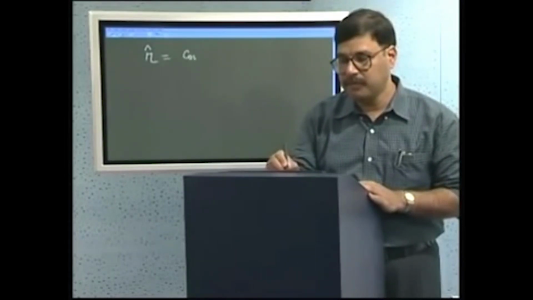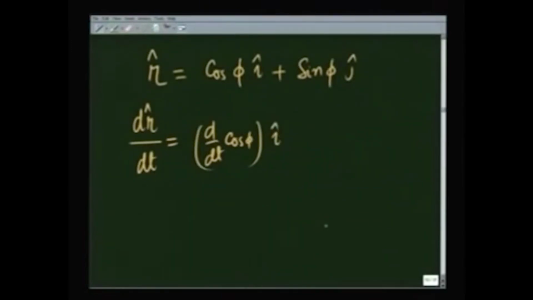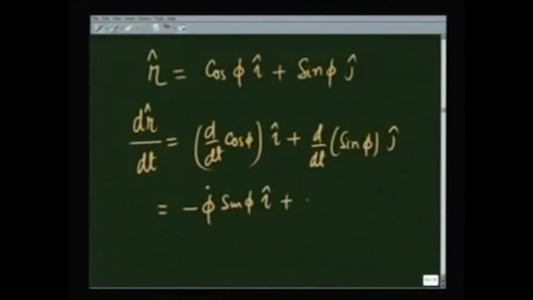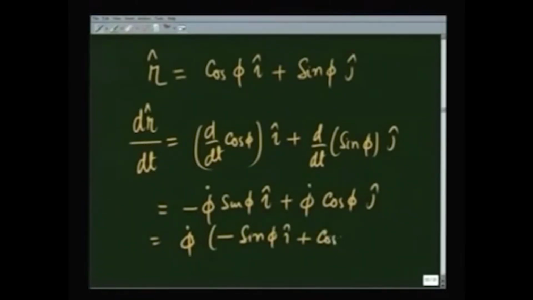Let us see it from a mathematical point of view. Recall from an earlier slide that the unit vector r was written as cosine of phi i plus sine of phi j, and therefore, the rate of change of the unit vector, d r unit vector by dt, is going to be equal to d over dt of cosine of phi i, where i unit vector is a fixed unit vector, so it is constant, plus d over dt of sine of phi j, and this comes out to be minus phi dot sine of phi i plus phi dot cosine of phi j, which is equal to phi dot times minus sine phi i plus cosine phi j, which is phi dot phi unit vector.